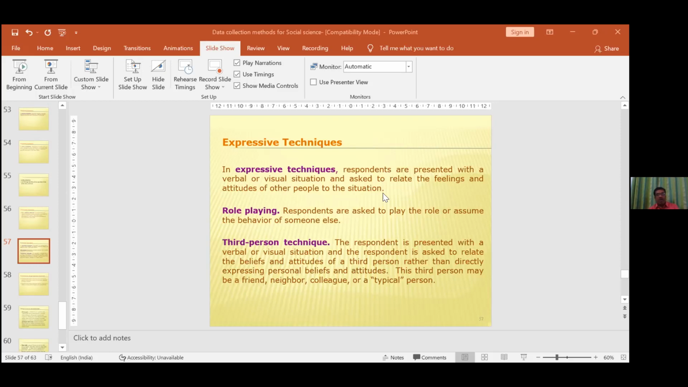Similarly, you can also collect data through role playing. That is, in case of role playing, respondents are asked to play the role or assume the behavior of someone else. Okay. So based on their behavior, you can collect this kind of data, whether the particular person is autocratic or democratic or free rein.